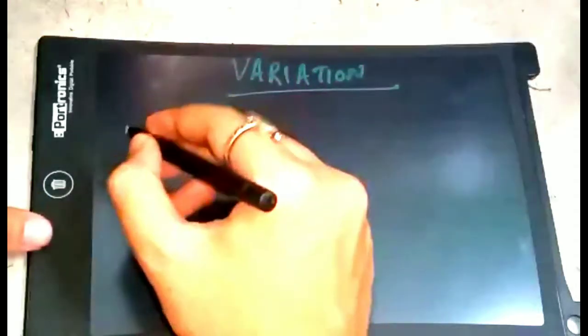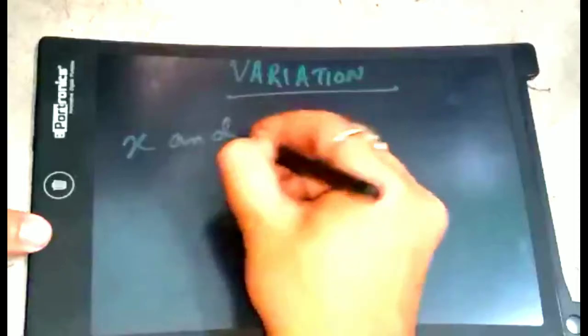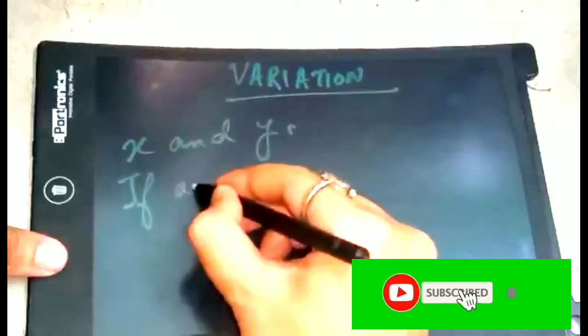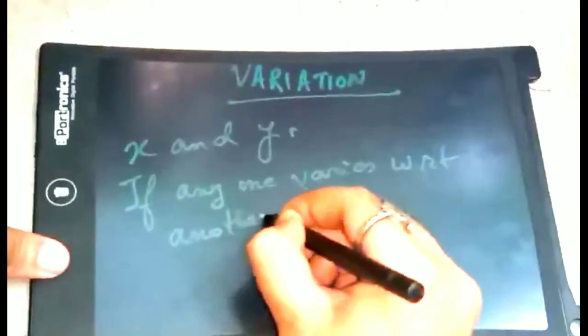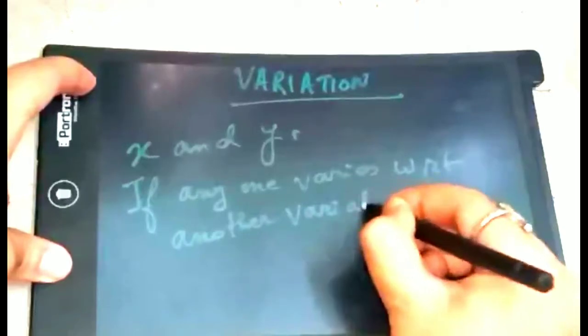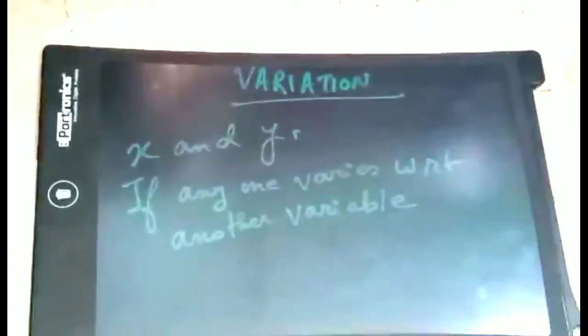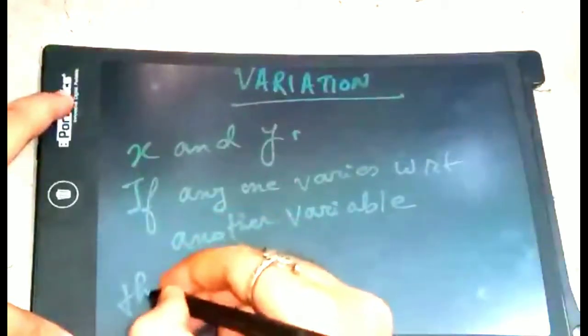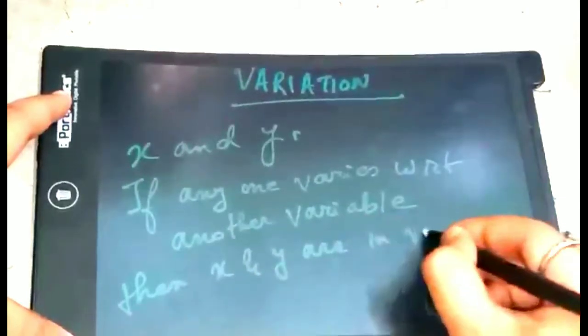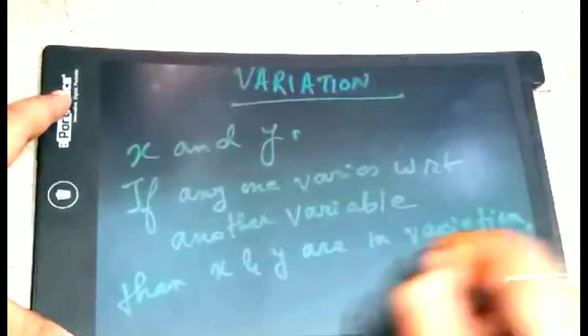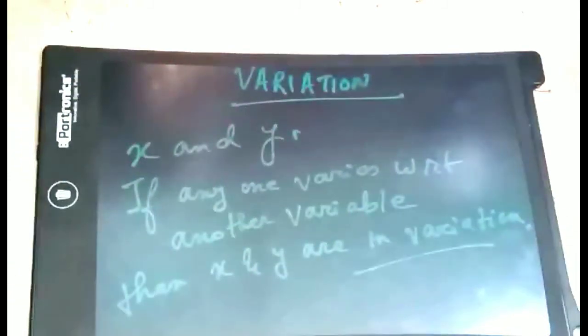This is called variation. Suppose we have two variables x and y. If any one varies with respect to another variable, then we call that the two variables x and y are in variation. This is a formal definition of variations.